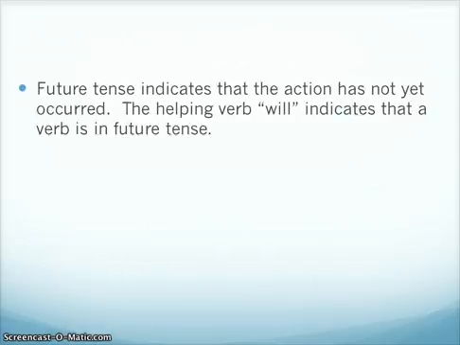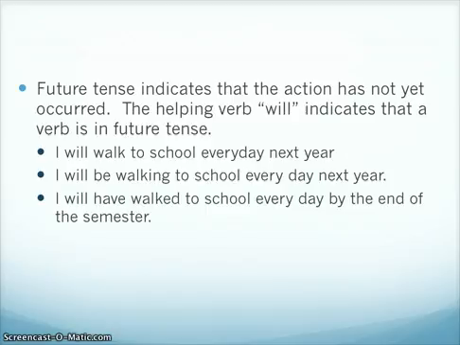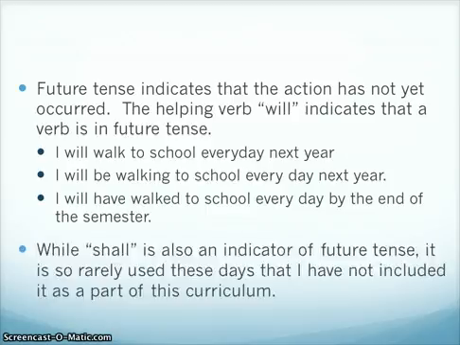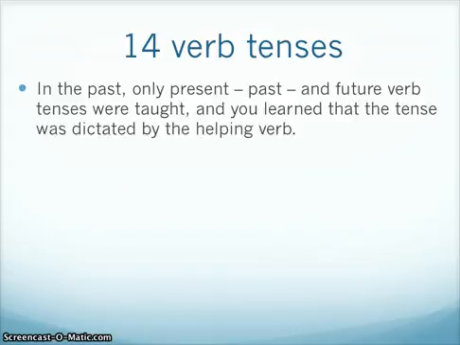Future tense indicates that the action has not yet occurred, and you all are well aware of the fact that will is the helping verb that indicates a verb takes place in the future. But again, just like the present and the past, there are many ways that you can form future tense as well. I will be walking, I will have walked, etc. You probably learned way back in your elementary grammar days that shall is also a helping verb that indicates future tense, but quite frankly, shall is so rarely used these days that I really don't test you on it at the end of the year. So we're not going to worry about shall, we're just going to worry about the other 14 verb tenses. So let's go ahead and get started.